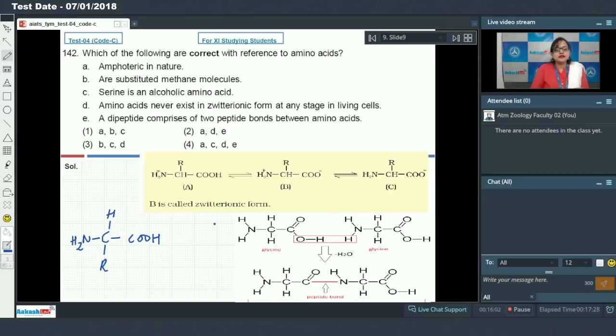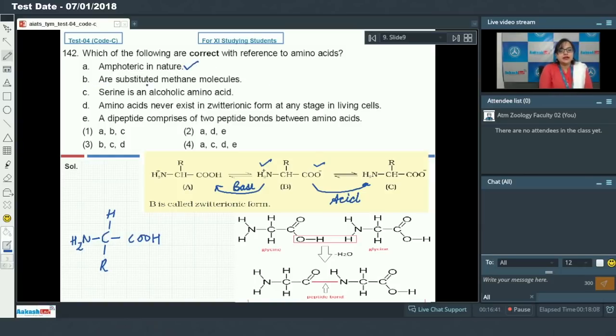So when an amino acid is dissolved in water, it acquires a zwitter ion form, that is a dipolar ion having a negative as well as positive charge, and this zwitter ion can act as an acid as well as a base. Acid means it has the capability to donate a proton, so it can donate a proton and act as an acid. Also it can accept a proton and act as a base. So amino acids are amphoteric in nature. Option A is correct regarding amino acid.